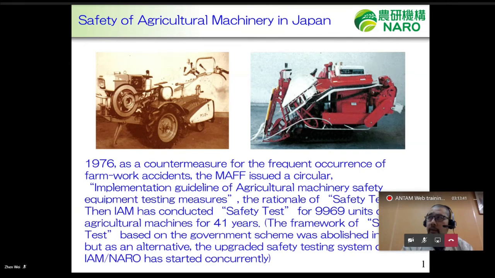So in the 1970s, the agricultural machinery sold in Japan were quite dangerous, as you can see in the photo. So in 1976, as a countermeasure for the frequent occurrence of farm work accidents, MAF issued a circular, Implementation Guideline of Agriculture Machinery Safety Equipment Testing Measures, the rationale of safety test. Then IAM has conducted the safety test for 9,969 units of agriculture machines for 41 years. Unfortunately, the framework for safety test based on the government scheme was abolished in 2017. But as an alternative, an upgraded safety test system has now been started by IAM NARO. Next slide, please.